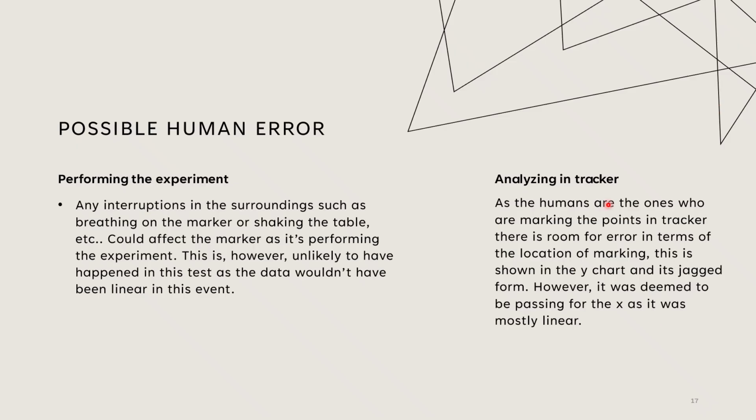Additionally, in the Tracker analysis, we humans are the ones making the marking points on the tracker, and as shown in the Y chart earlier, it was a little jagged, and thus that shows that it is possible to get slightly off data due to human pointing. However, as the point of this was the X component, during tracking we were mostly looking at the chart of X, and seeing that it was linear, we can rest assured that for the focus of this lab, this was not a major source of error.